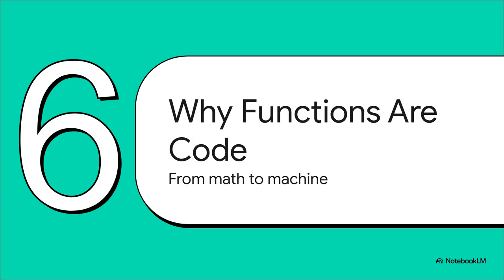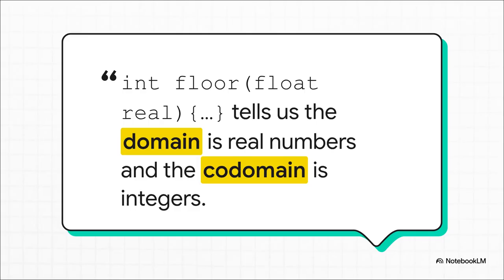Okay, that was a lot of theory. So let's bring this all back home and answer that question from the beginning. Why does any of this matter in the real world of computer code? Because this is what a function looks like in the wild. When a programmer types this exact line of code, they are literally defining a function. They're saying, I'm creating a rule called floor. Its domain is floating point numbers, and its codomain, the type of answer it promises to give back, is integers. It's the exact same idea.